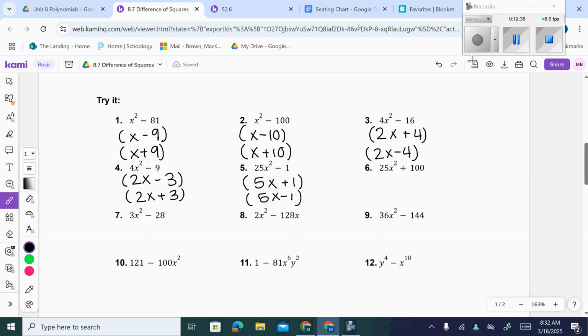Alright. I'm calling Taylor out. She fell for my trick on number 6. She said 5x plus 10 and 5x minus 10. Is that right? No. What kind of problem is number 6? Addition. Circle that plus sign. Can you do difference of squares if it's an addition sign? No. So you can actually still factor this problem. What do you always check for first? GCF. What goes into 25 and 100? 25. I'm going to take out a 25, and I'm going to have x squared plus.